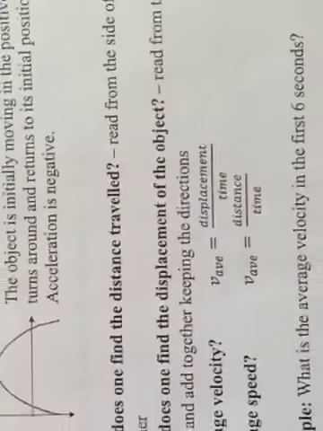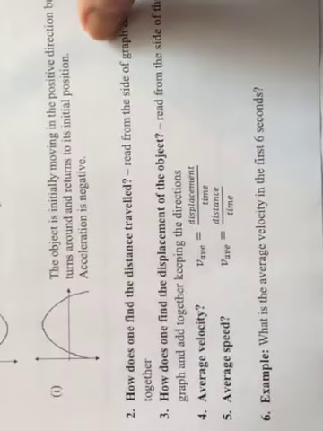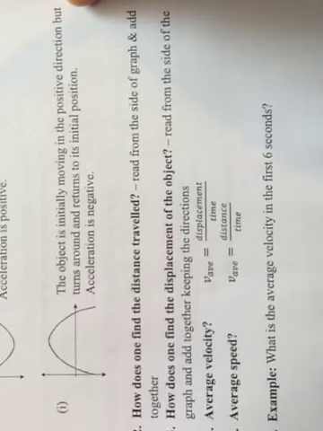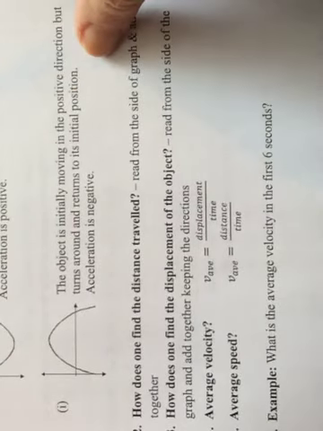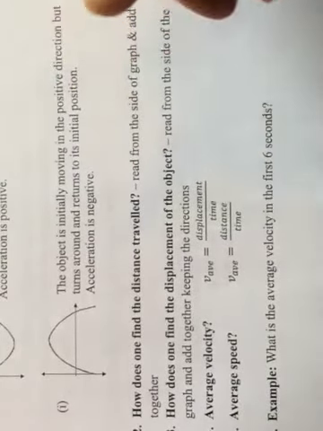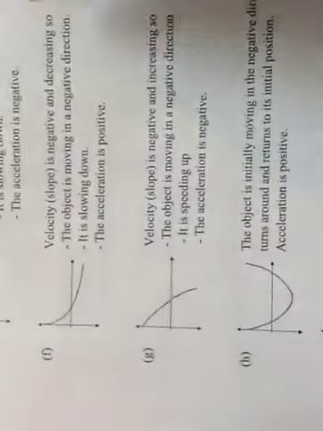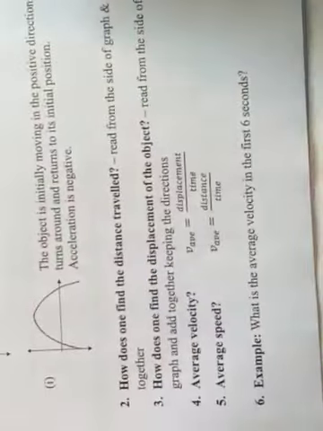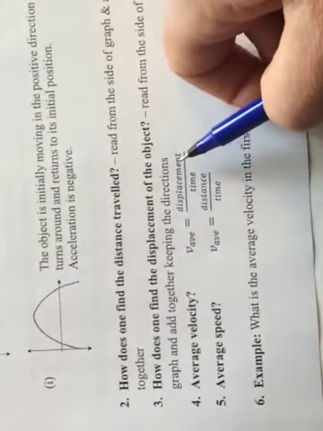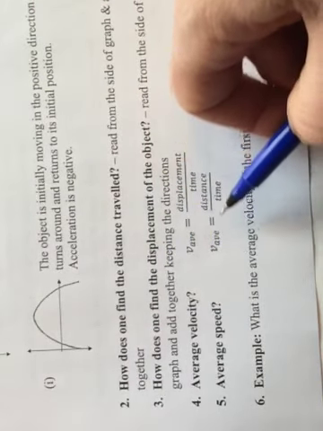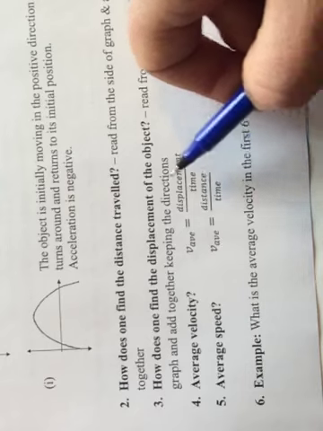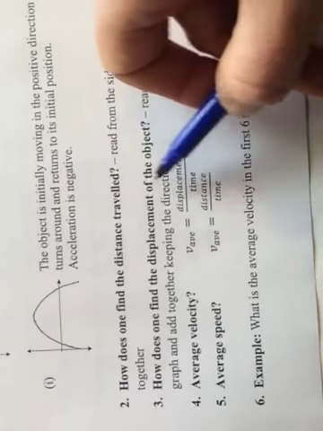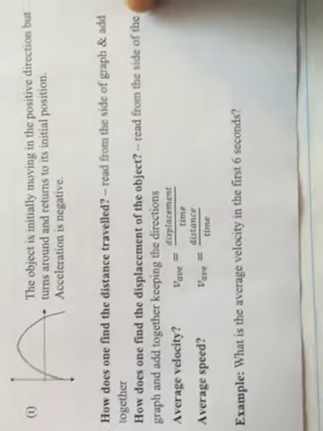Okay? How do you find the displacement? Again, you read it off the side of the graph, but you have to keep the directions. So it would be 5 meters east if it had gone up, like some of these. And if it was down here, then you would have to say west or south, depending on the direction. Average velocity is still displacement over time. Average speed is still distance over time. Okay, so those are the 2 equations we've been using all along.